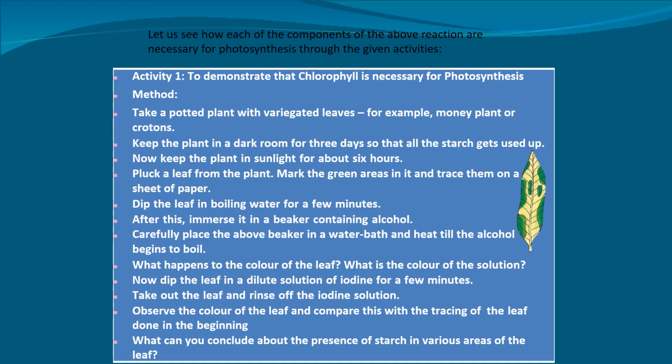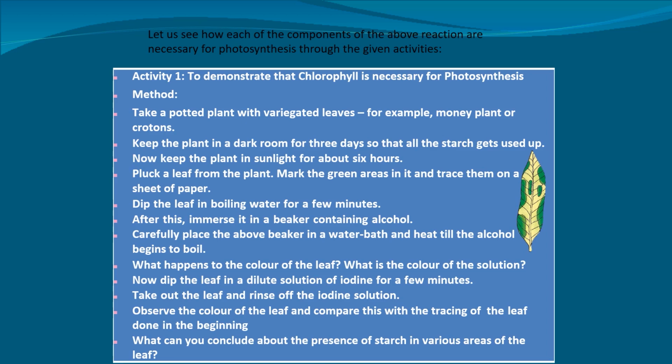So first activity would be to demonstrate that chlorophyll is necessary for photosynthesis, for which we will adopt the following method. Take a potted plant with variegated leaves, for example, money plant or crotons. By variegated leaf, just have a look at the slide. On the corner right side, I have shown you a variegated leaf, which means that the chlorophyll or the green portion is not spread uniformly. It is only at few patches.